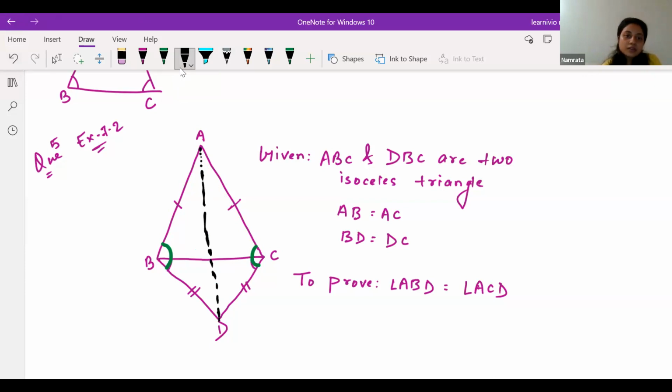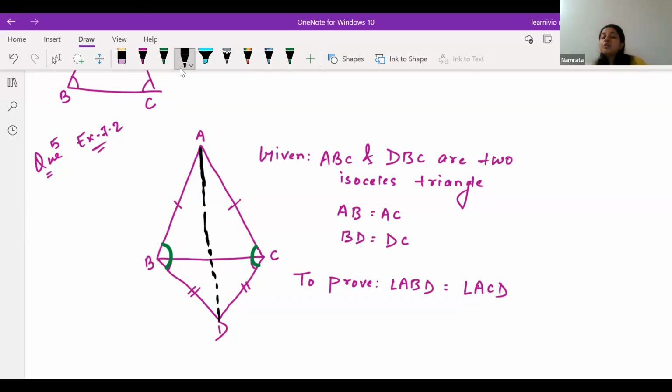like this one, this is the construction we are doing. We are free to do the construction. We are free to draw any line. We can stretch it, we can draw it, and we can write it. We have constructed, or we have joined, A with D.